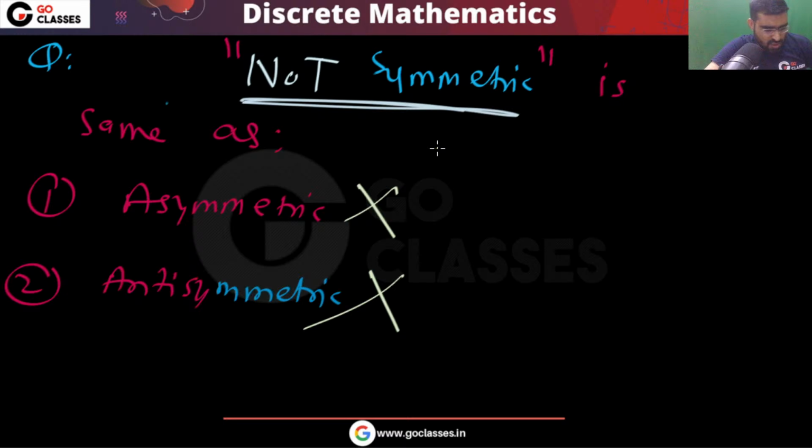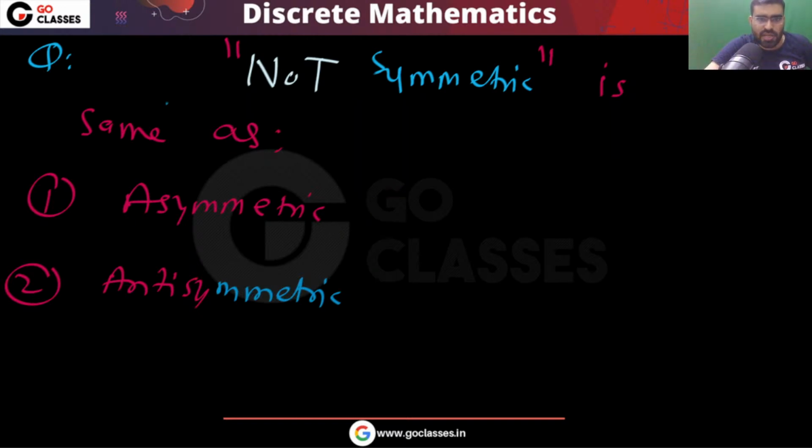Is this clear? Sumant, you can check out our set theory course. In the discrete mathematics course on the goclass website, you can study the relation chapter. There we have already seen that not symmetric does not mean asymmetric, and it does not mean antisymmetric. Not symmetric is just not symmetric. Remember this, this is the simple point that I want to tell you.